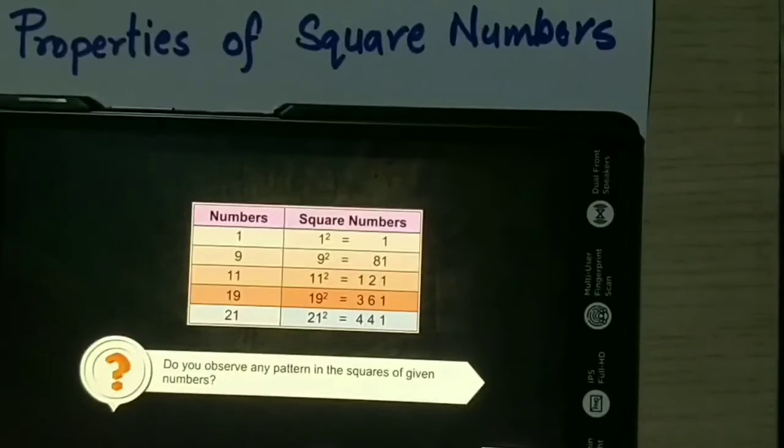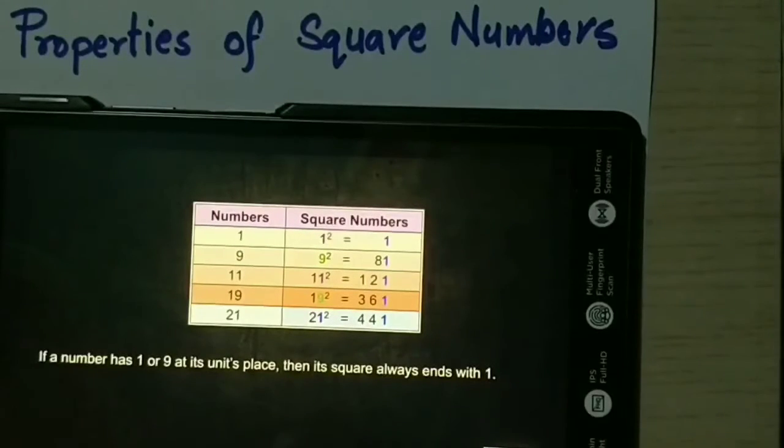Further, if a number has unit digit 1 or 9, what do you observe in the square numbers of these numbers? Do you observe any pattern in the squares of the given numbers? See, if a number has 1 or 9 at its unit place, then its square always ends with 1. Check it with some other numbers.